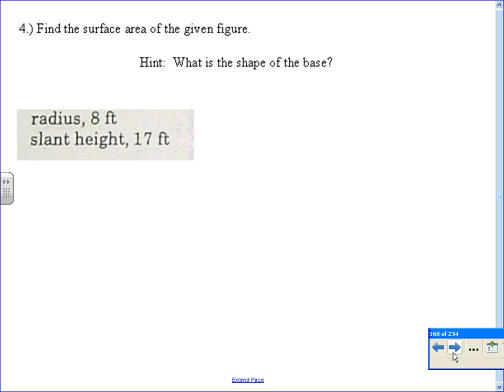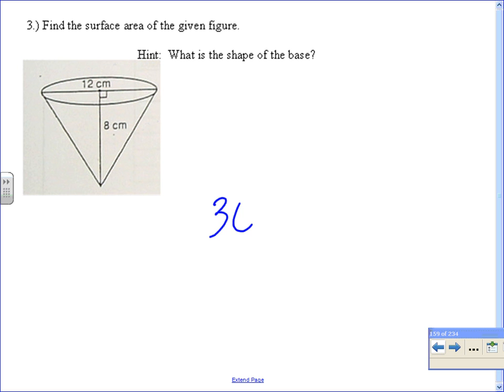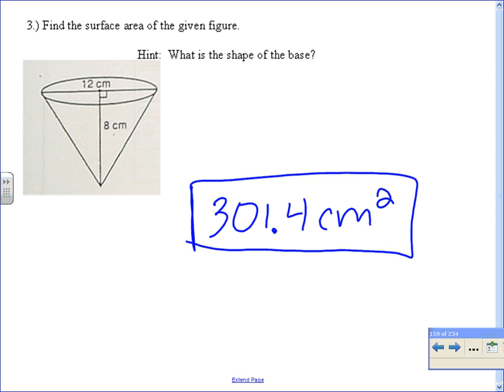Awesome. All right, guys, so for number 3, you should have 301.4 centimeters squared. If you rounded differently, that's okay. Donatus? Say that a little louder. Did you use the pi button? That's fine. Okay, any questions, Mary? You mean number 4? Yeah, 628 feet squared. Good job.